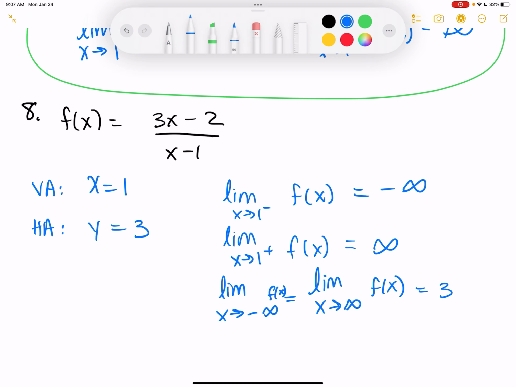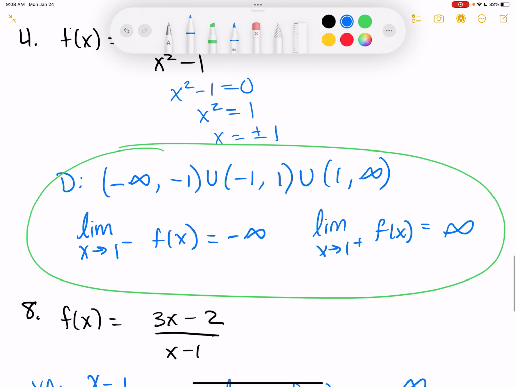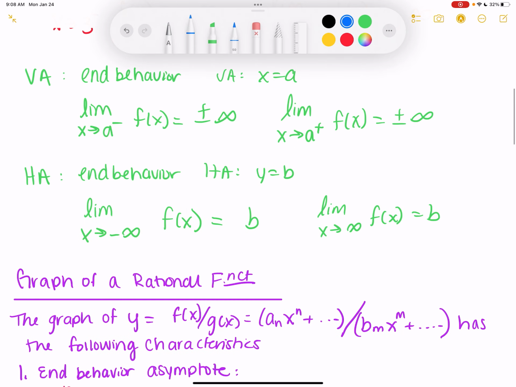So when you're doing the one for the horizontal, it's always... I'm still confused. What do you mean? It's the limit as x approaches negative infinity is equal to the limit as x approaches infinity, because I told you up here that they're equal.